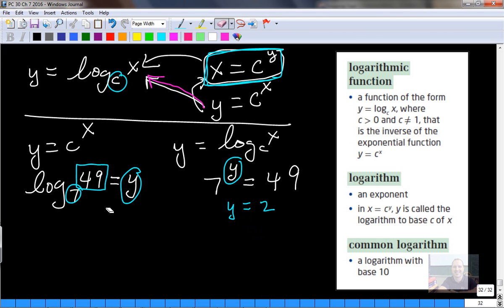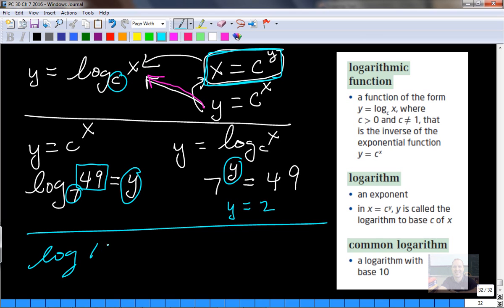Yeah. So let's do another example, because I think many examples will help, okay? So if I have the log of 100 equals y. Now if I don't put a base here, this is the common logarithm, base 10. So the common logarithm, you don't really show a base there. If you don't have a base shown there, it's assumed to be 10.